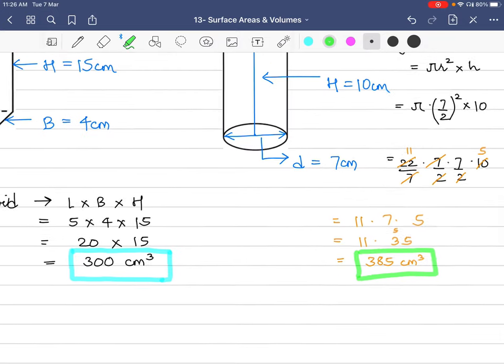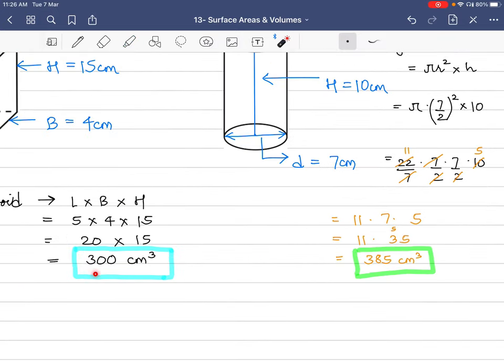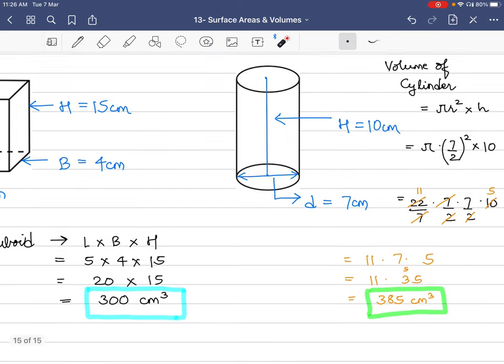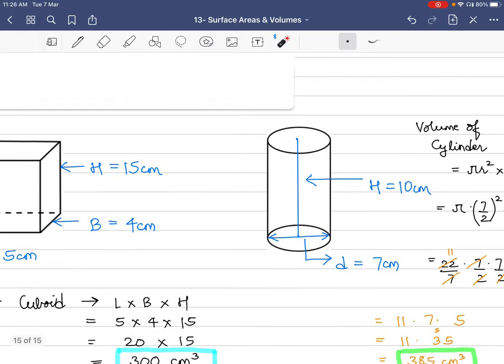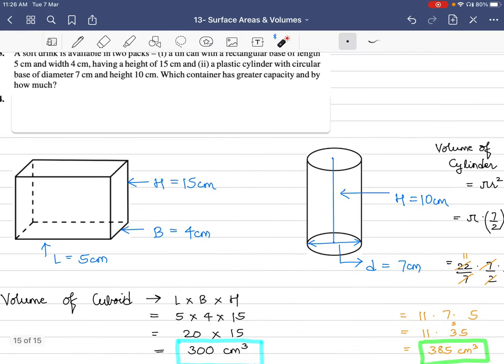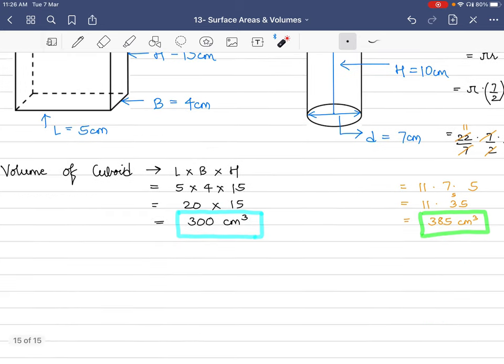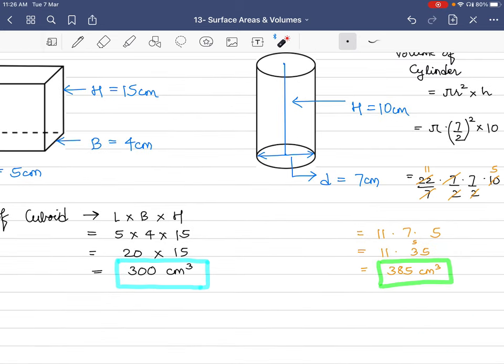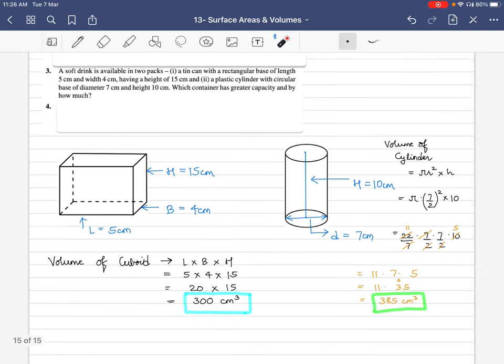Now, let's compare. Yes, so very clearly we have two volumes, 300 centimeter cube and 385 centimeter cube. So the volume of the cylinder is greater. Okay, that's what the question is asking. Let's come to the question. Which container has greater capacity and by how much? So the greater capacity is clearly cylinder, 385 centimeter cube. By how much? By 85 centimeter cube difference. So just subtract this from this. That's it. Quite a simple and straightforward problem.